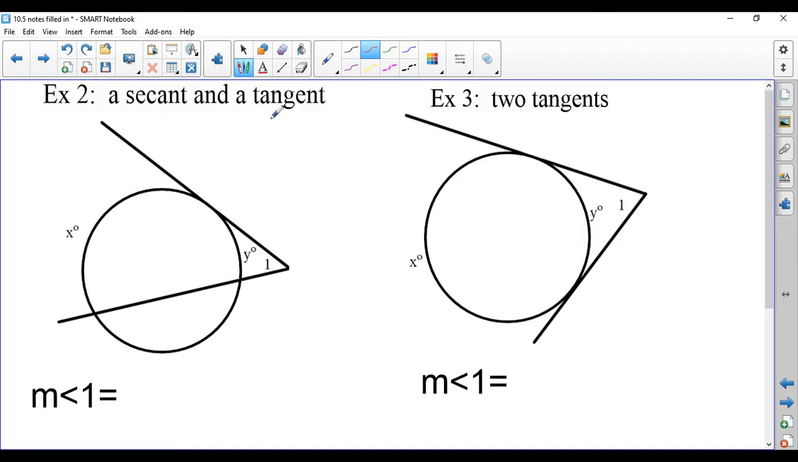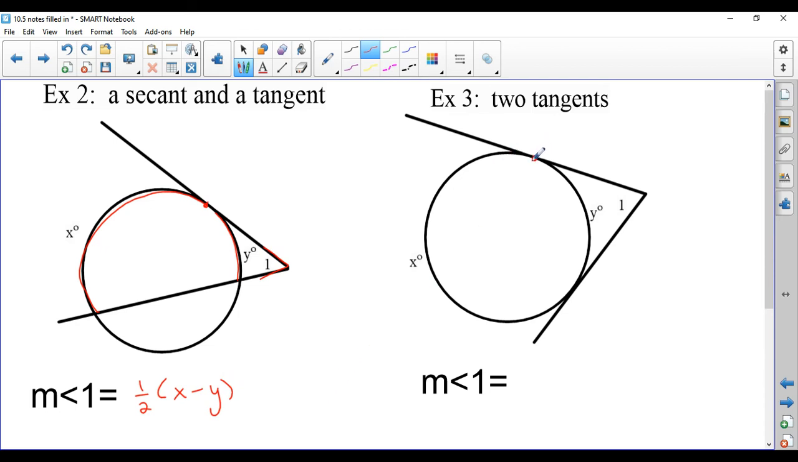When it's a secant and a tangent, the diagram looks similar. Here's our angle 1 outside of the circle. I have two intercepted arcs here. I have one I've labeled as X and one that's been labeled as Y to make this a little simpler. So the measure of angle 1 is 1/2 the measure of the larger arc minus the measure of the smaller arc.